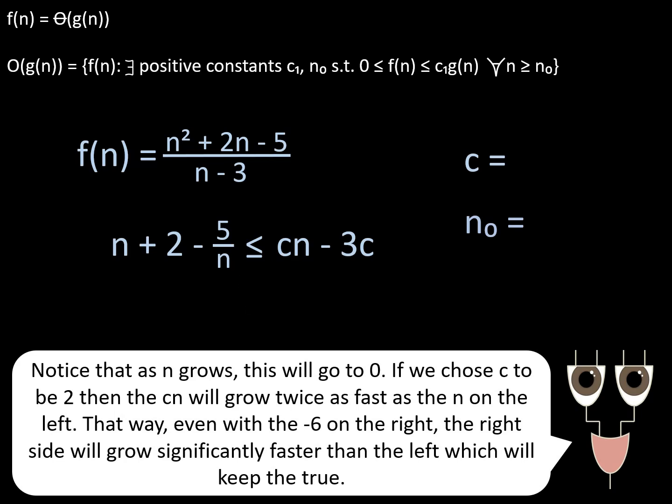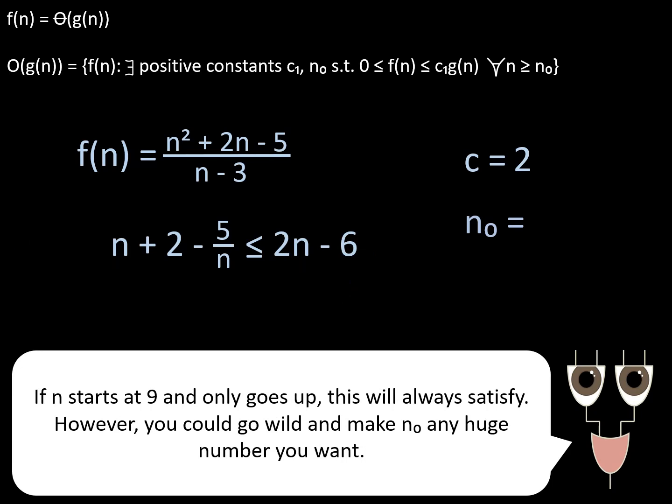If we chose c to be 2, then the c times n will grow twice as fast as the n on the left. That way, even with the negative 6, the right side will grow significantly faster than the left, which will keep the inequality true. If n starts at 9 and only goes up, this will always satisfy. However, you could go wild and make n sub 0 any huge number you want.